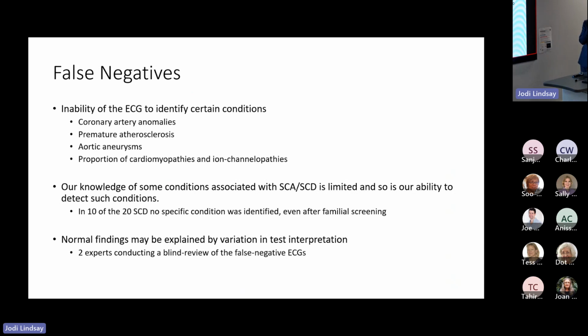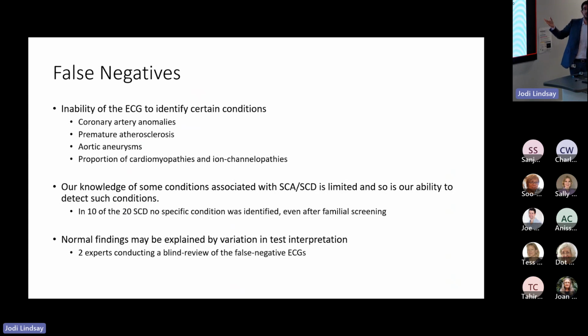Now, in terms of the false negatives, it's not surprising because we know the limitations of the ECG. It will never detect coronary artery anomalies. They don't give you any ECG signs. They may give you some symptoms. It will not detect all cardiomyopathies. Obviously, we also have to accept that there are some limitations in our understanding of the conditions that cause sudden cardiac arrest and sudden cardiac death at a young age, and we're still learning about it.